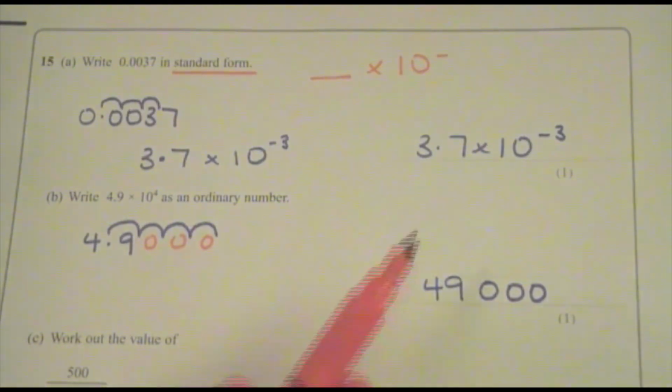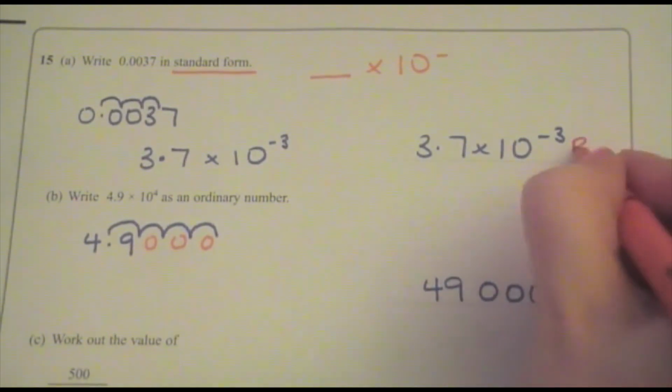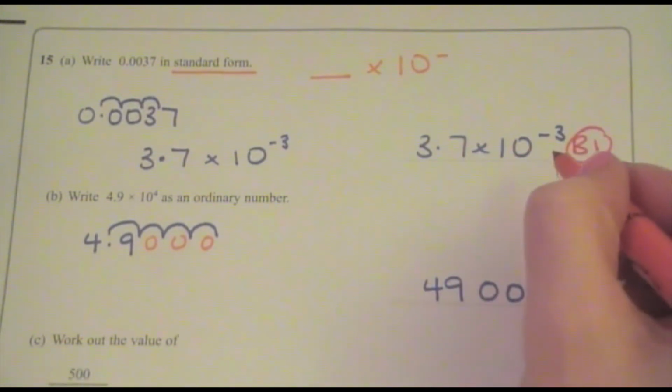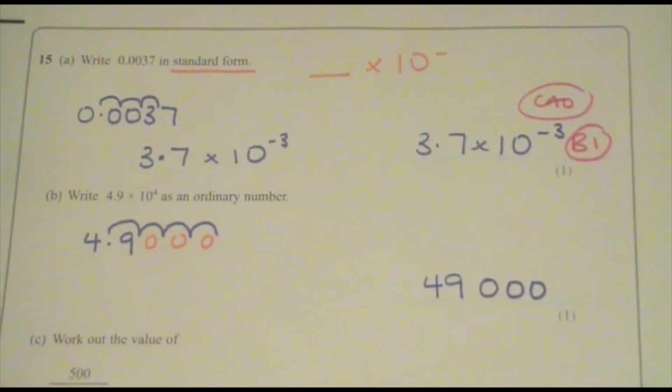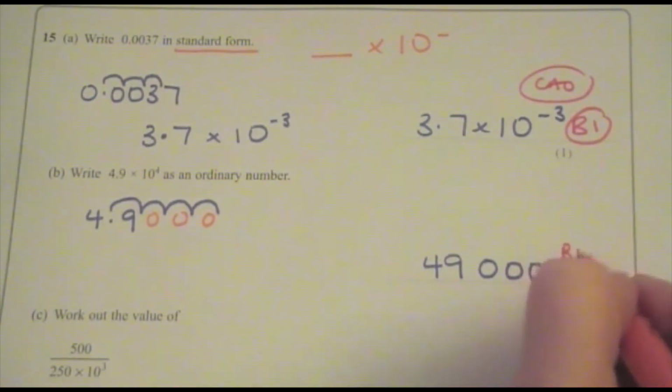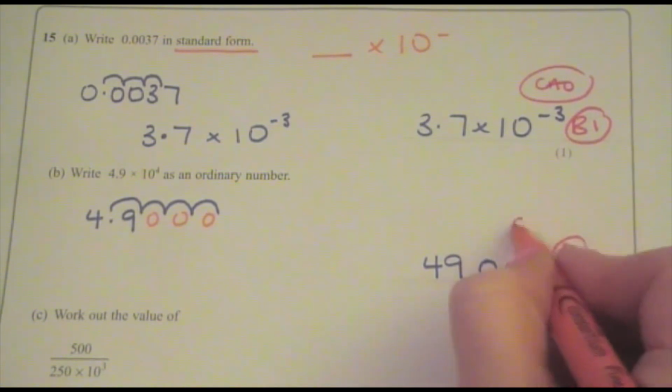The marks in question 15 then, I would get 1 mark for getting the correct answer in standard form, and this is a correct answer only mark. Again, pretty similar for part B, I would get 1 mark for having the number 49,000, and again, it's a correct answer only mark.